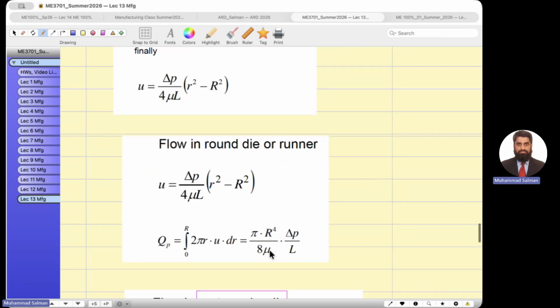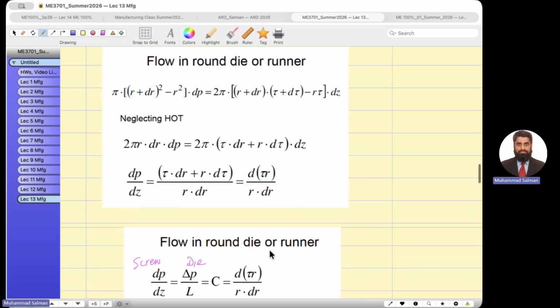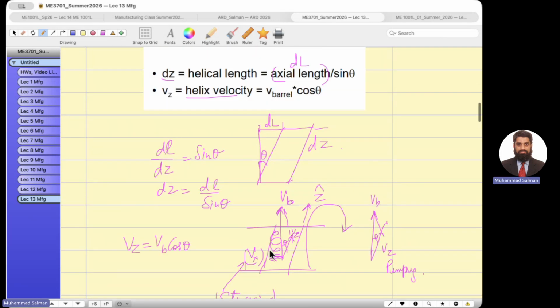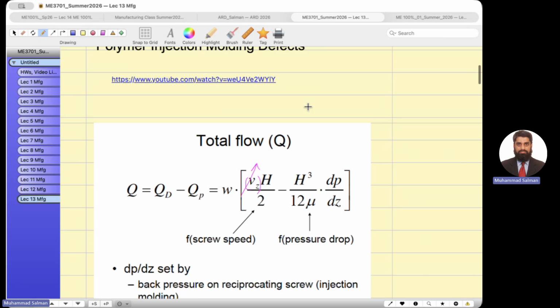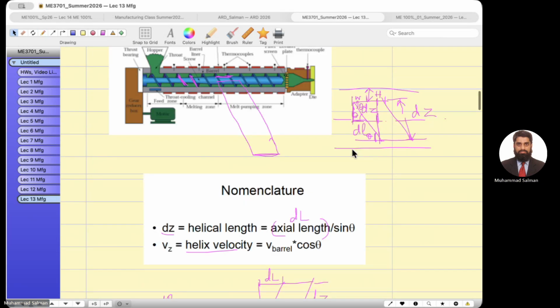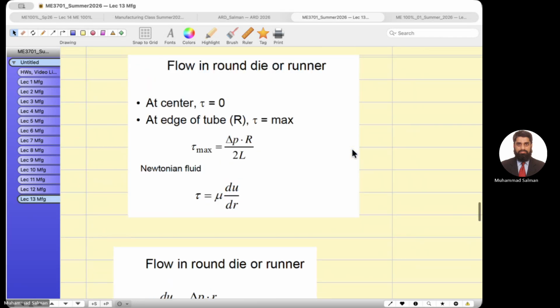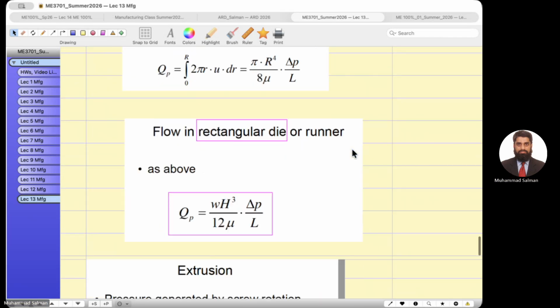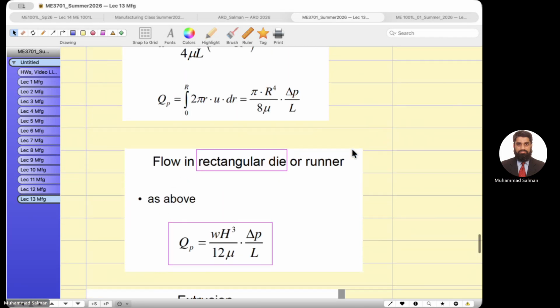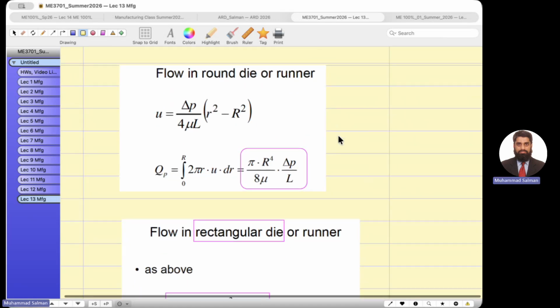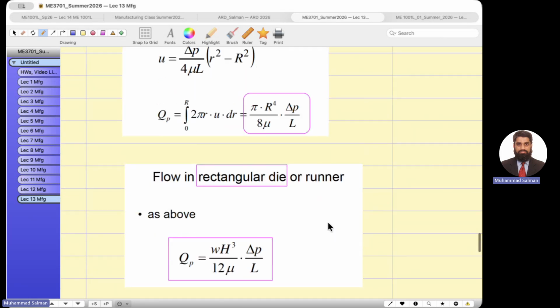If the screw is fixed and the barrel is rotating, or vice versa, it should have the same formula. So let me show you one thing here. Yes, for the screw, this formula. Let me grab this formula as well, and also write down this formula in your notebook. This formula is for the round die cube product. There are two formulas.